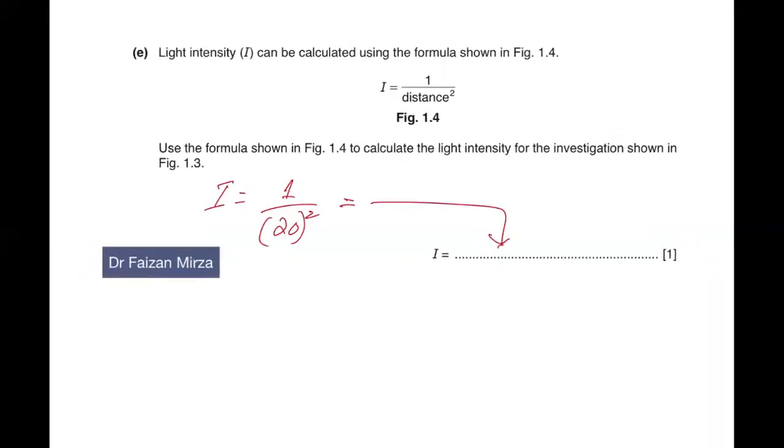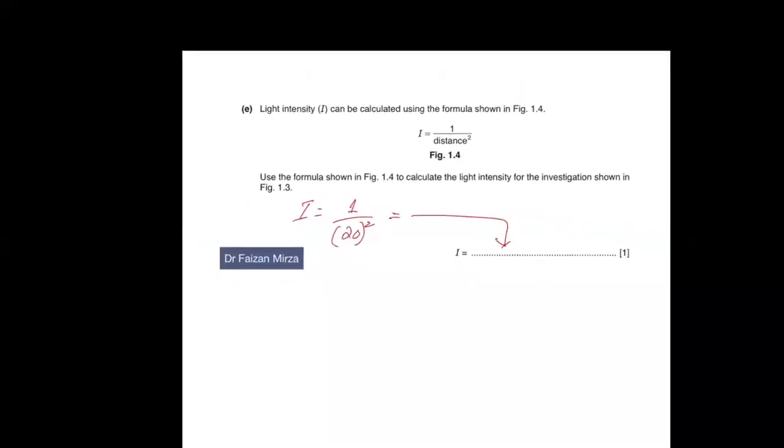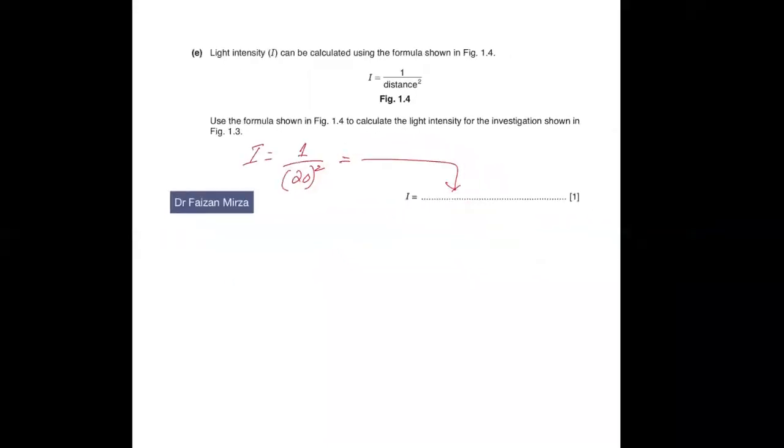So 1 divided by 20 squared, we will get the answer, and the answer can be given here. The answer will be in centimeter per squared because the reading was in centimeter, and when squared and then taken up, it becomes -2. So centimeter minus squared will be the unit here, and the value of the answer can be mentioned.